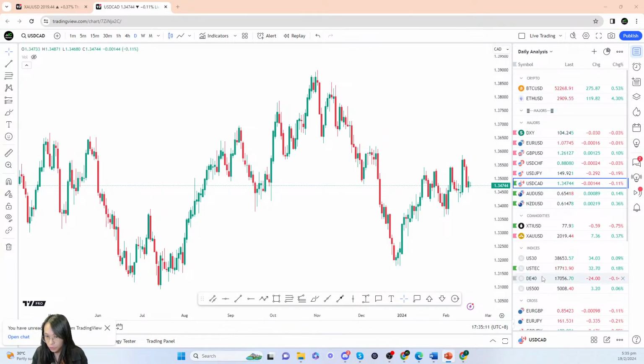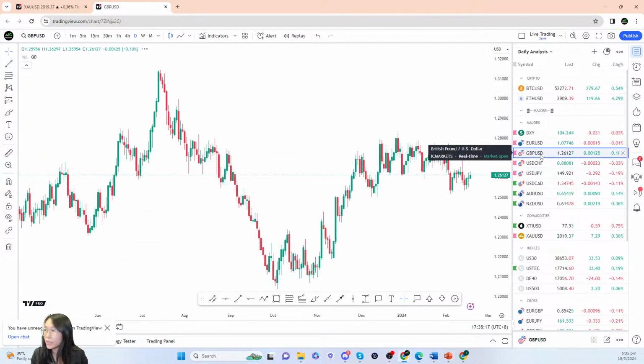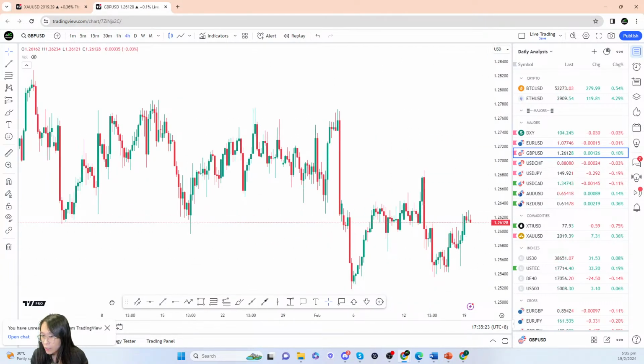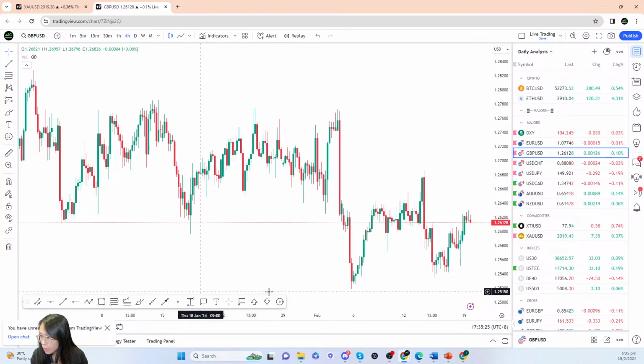Okay, so for the pound dollar, today we'll be looking at the H4 chart, or if you have any other time frames, we can take a look at them together as well. You can also request them.